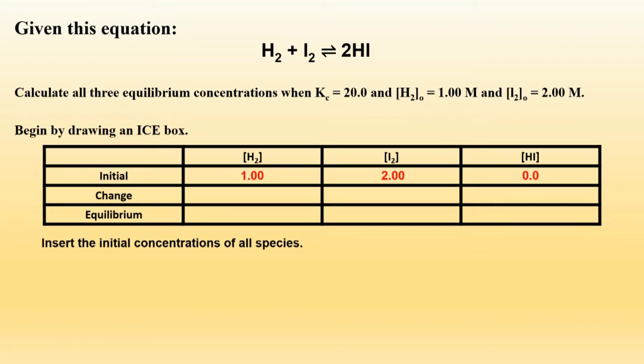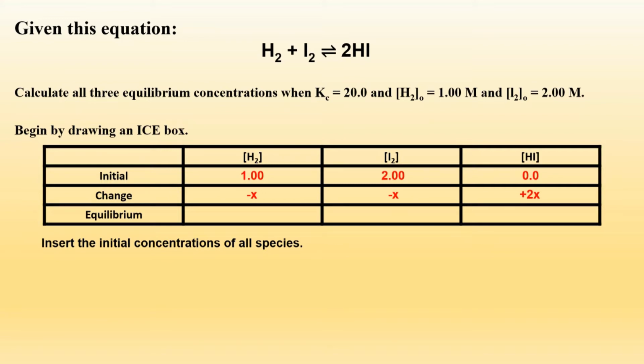Insert the initial concentrations, where the initial concentration of H2 is 1.00 molar, the initial concentration of I2 is 2.00 molar, and the initial concentration of HI is 0.0 molar. The change is represented by negative x and negative x for the reactants. Since the reactants are disappearing, we use a negative sign.